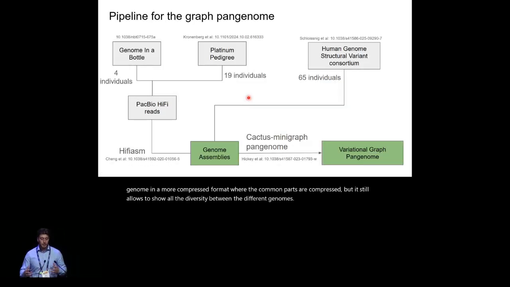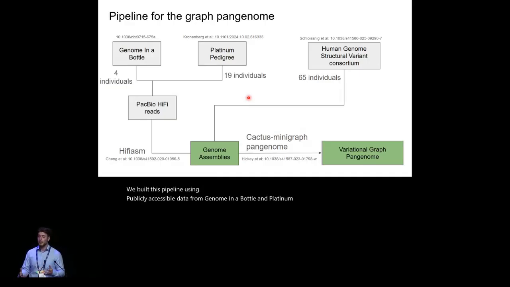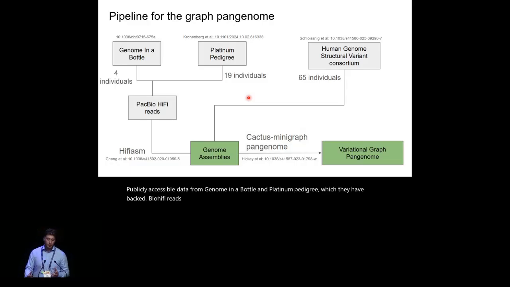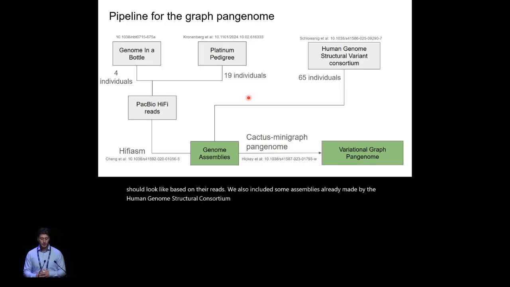We built this pipeline using publicly accessible data from Genome in a Bottle and Platinum Pedigree, which had PacBio HiFi reads available, and we used the tool hifiasm to reconstruct what their genomes should look like based on their reads. We also included some assemblies already made by the Human Genome Structural Variation Consortium, and using simply the Cactus Minigraph pangenome tool, we were able to build our variation graph pangenome.